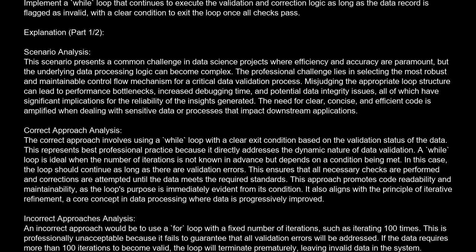The correct answer is A. Implement a while loop that continues to execute the validation and correction logic as long as the data record is flagged as invalid, with a clear condition to exit the loop once all checks pass.